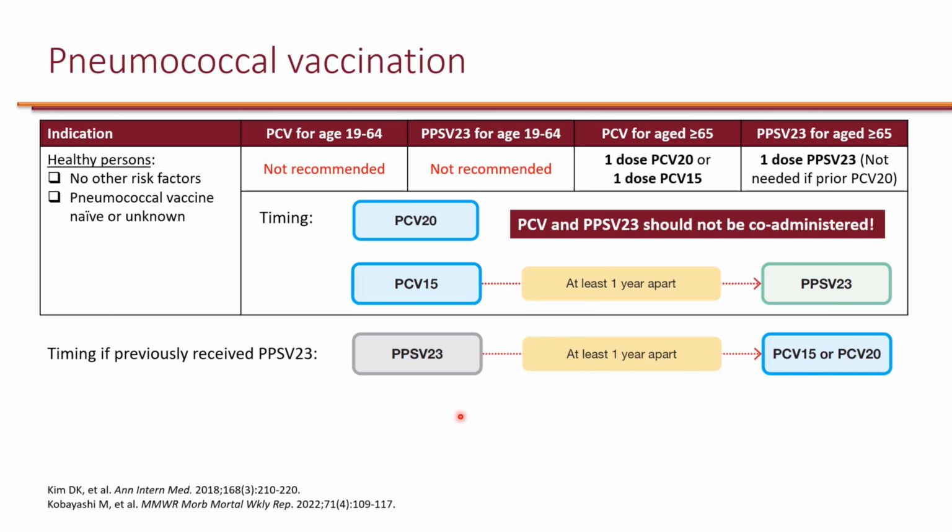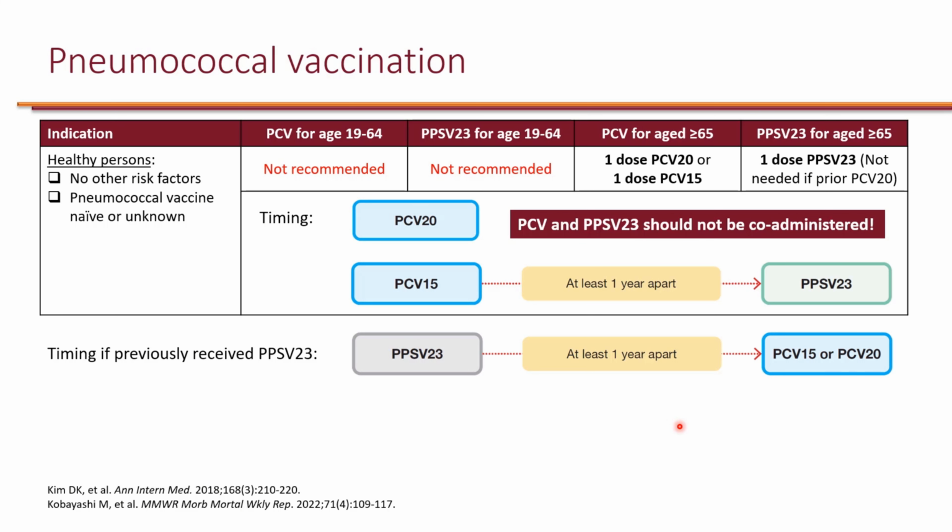Now, what if somebody had already received the PPSV23 and they have not received their PCV yet? So for those individuals, again, it's recommended that as long as it's been at least 1 year after their PPSV23, then they can get either PCV15 or PCV20. It doesn't matter which one they get. They can get PCV20 if they want, and then they're done. So after this, there is no need for another PPSV23.